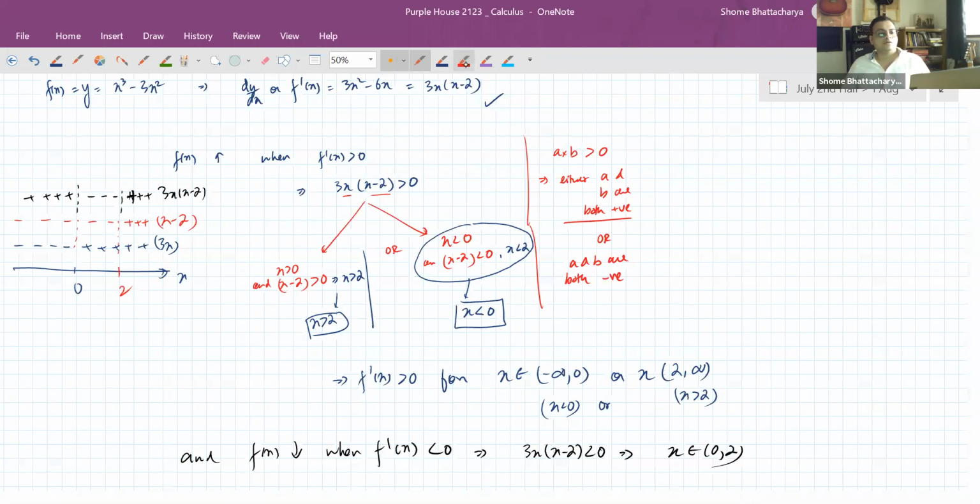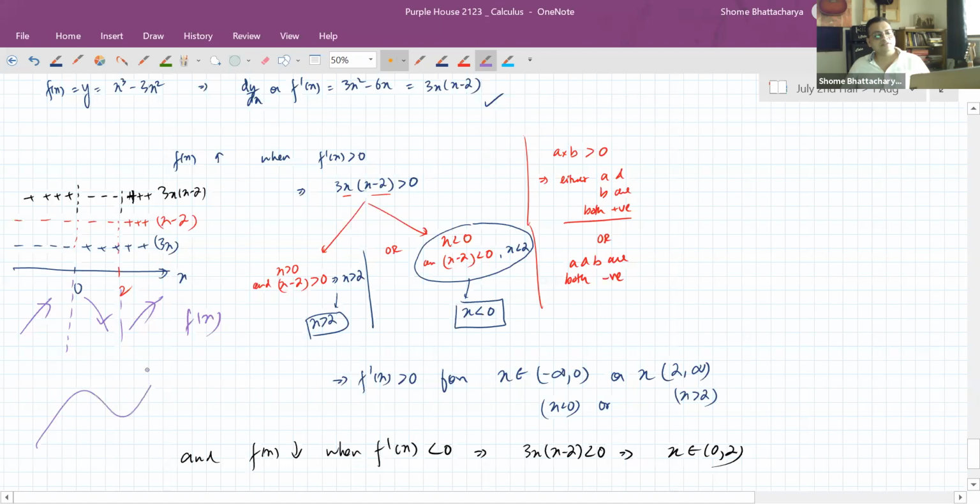So now, again thinking of this number line, if we are talking about the function f(x), the derivative is positive here, so the function must be rising in this region. Then the derivative is negative, so the function must be decreasing in this region. And then again the derivative is positive, so the function must be increasing. So the graph of that function looks like this. It has local maxima at x equal to 0. It has local minima at x equal to 2.